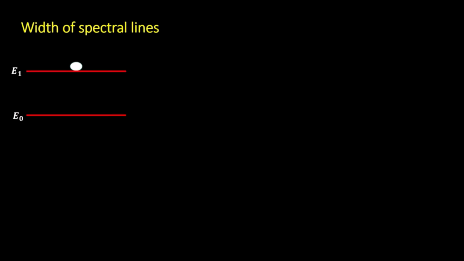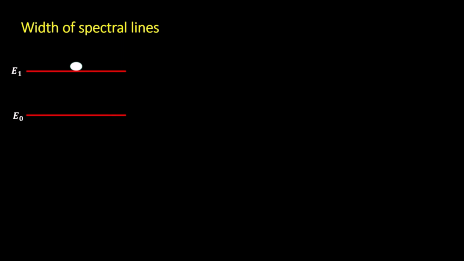Now the third case we are going to analyze is the width of the spectral lines. As you know, all kinds of spectral lines show a finite width due to many reasons. One of the reasons is the natural broadening of spectral lines, which is a direct consequence of the uncertainty relation.